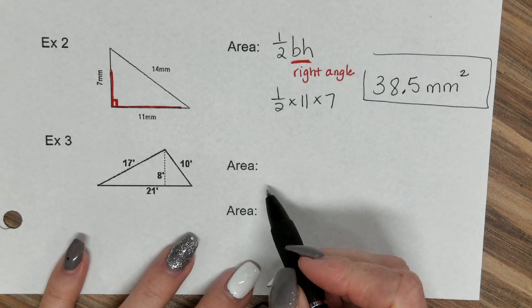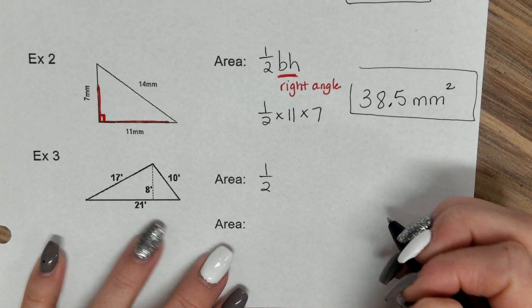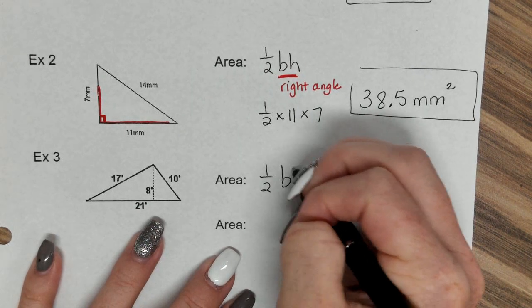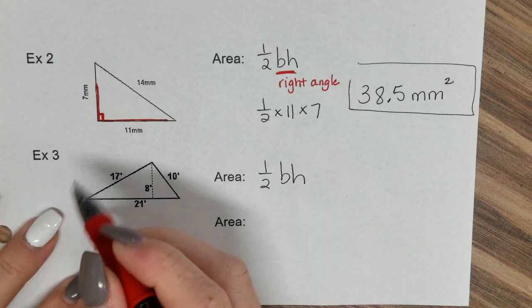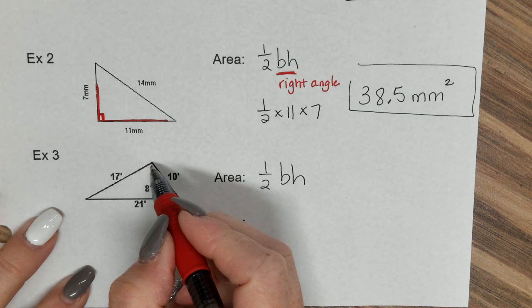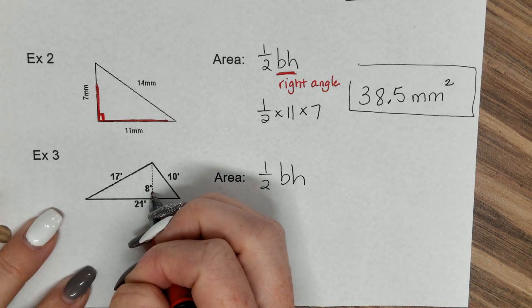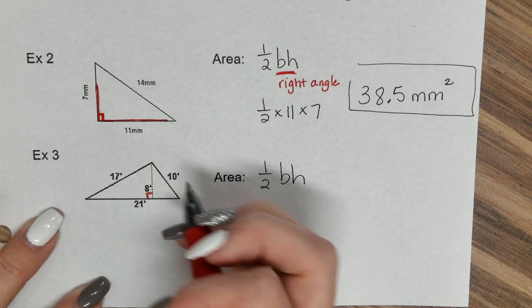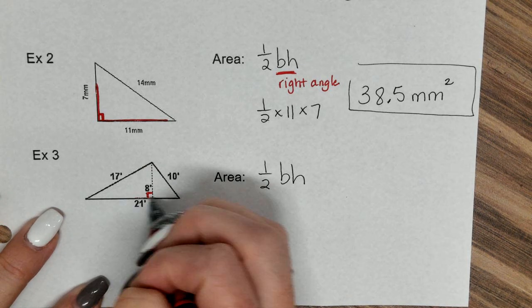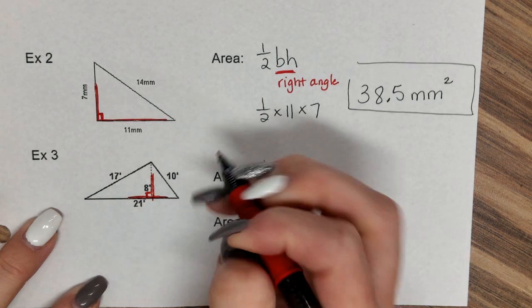Okay, so let's go write the formula again. What's the formula? 1/2 BH. And what did I say you're looking for? The right angle. So everybody look. There's no way this is a right angle. There's no way that's a right angle. And there's no way that's a right angle. But what is right here? A right angle. That's why they gave you that extra number. So this is your base. And this is your height.